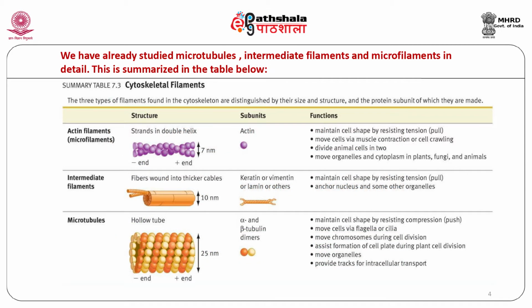We have already studied the three main filaments: actin filaments, intermediate filaments and microtubules. In this chart we can see the three types of filaments found in the cytoskeleton, which we are going to quickly summarize and move forward to our next slide for the functions of the filaments. In that we can see actin filaments.